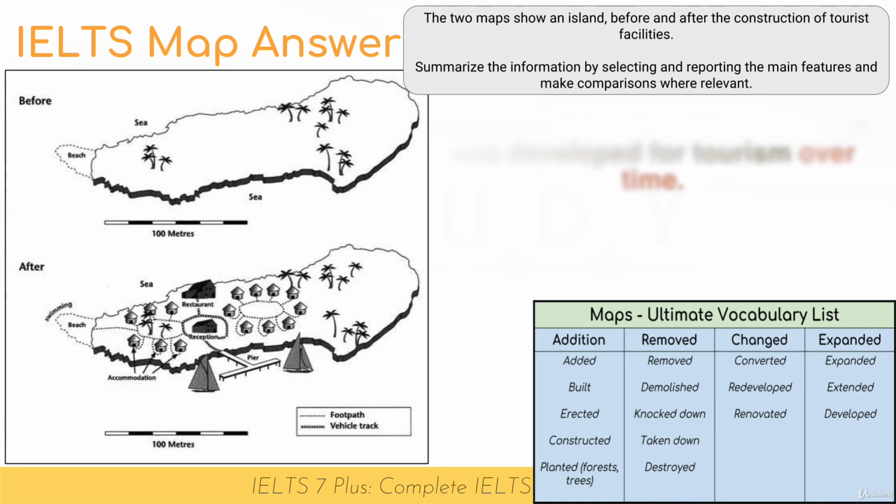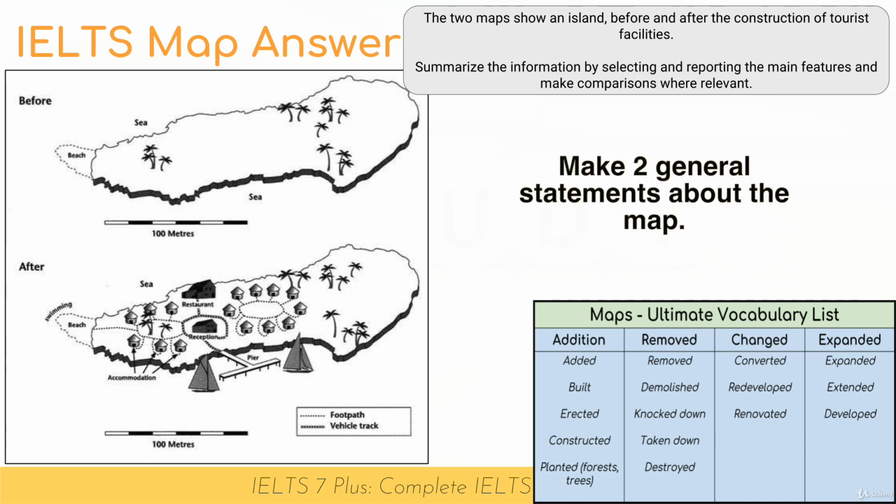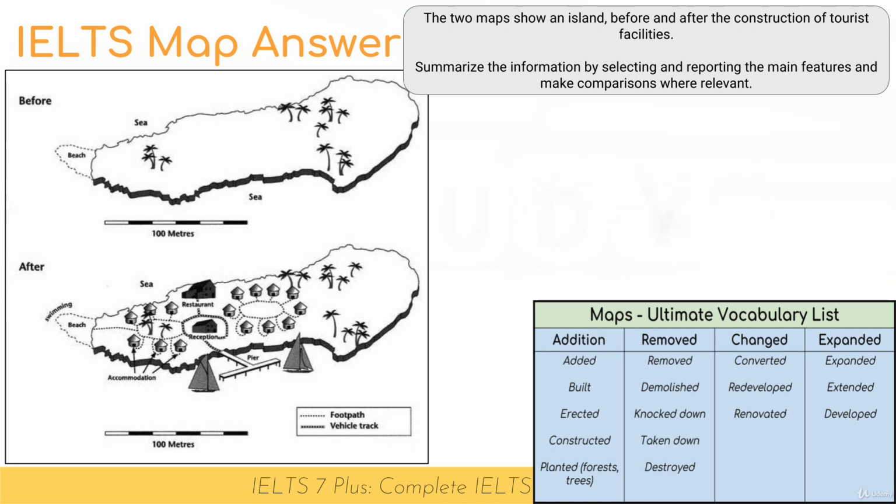Let's move on to our overview. My suggestion for writing the overview for a map is to make 2 general statements about what you can see. For example, how big is the area you can see? Were the changes big or small? Ask yourself these questions and make 2 general statements. Let's see what I wrote for my overview.